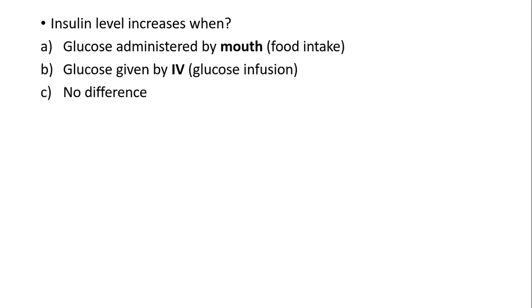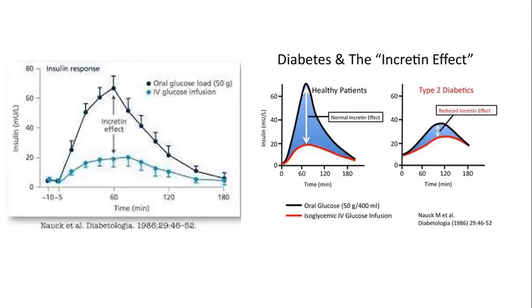So, insulin level increases when you take food by mouth. When you give somebody glucose intravenously, and when you give another person glucose orally, the one who is given it orally, with an equal amount of glucose, produces a lot more insulin because of something called the incretin effect.